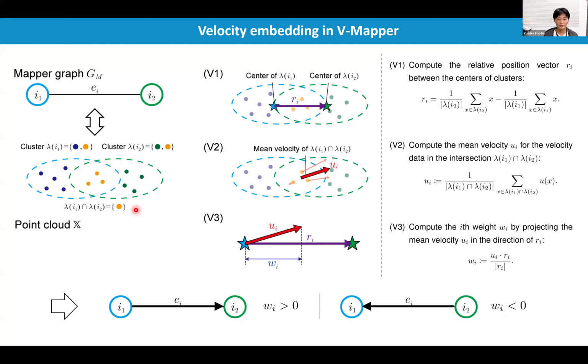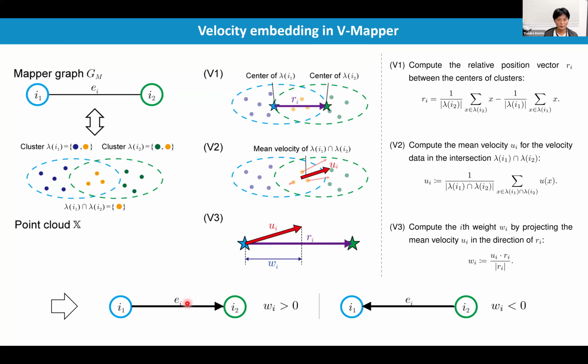VMapper determines the direction and weight of the edges in the mapper graph by the following procedures. First, we compute the centers of the clusters and the relative position vector R_i between the centers. Second, we compute the mean velocity U_i for the points in the intersection of the clusters. Finally, we compute the weight W_i of the ith edge by linearly projecting the mean velocity U_i onto the relative position vector R_i. Then we define the direction of the edges by the sign of the corresponding weight.